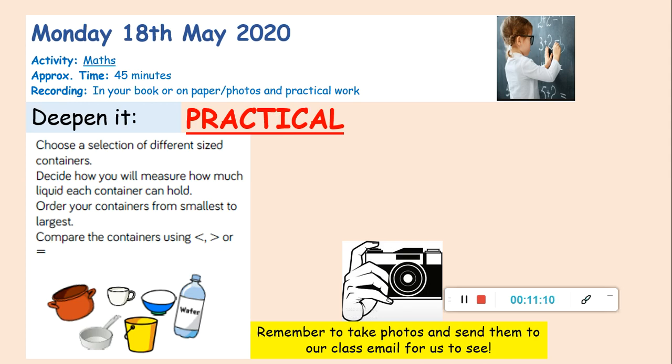Tomorrow we're going to be looking at how we can use an actual measurement to help us measure that. So just enjoy having some water play, finding the biggest containers, comparing them, and please take lots of photos. I'm really looking forward to seeing this. So very practical lesson. I hope you enjoy it.